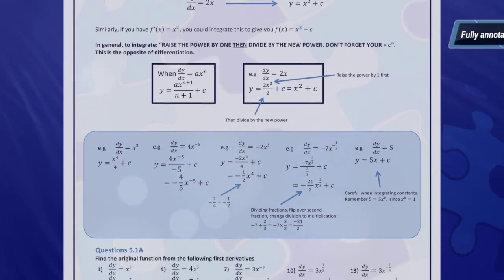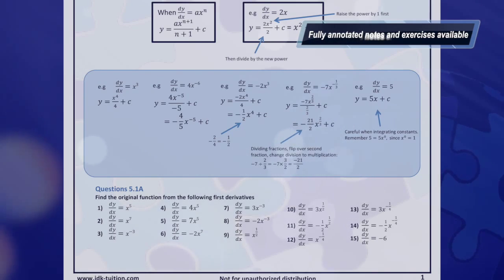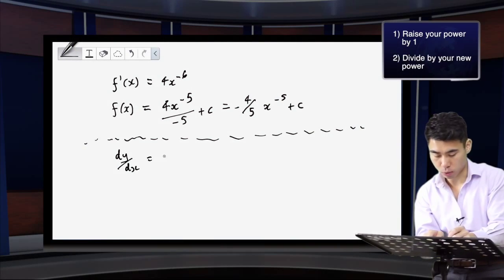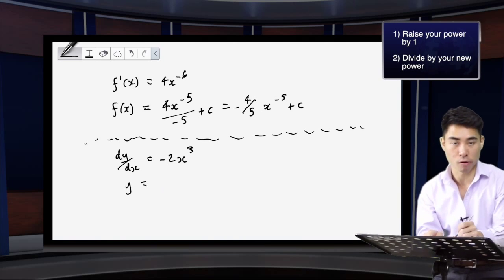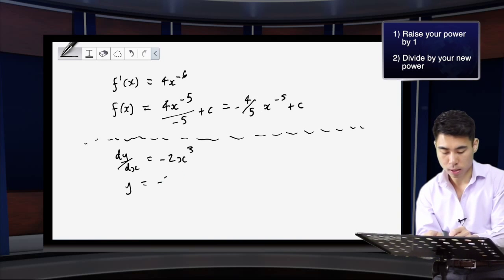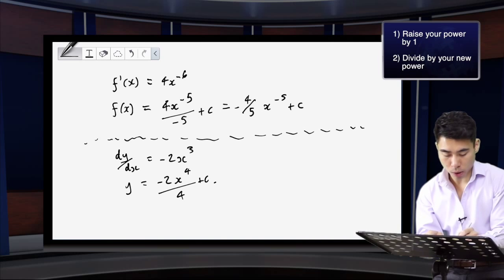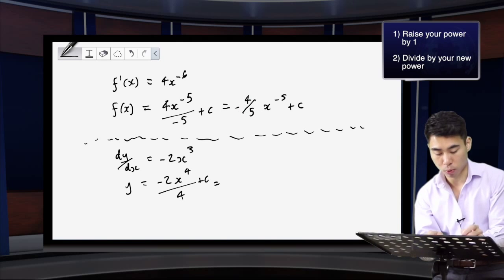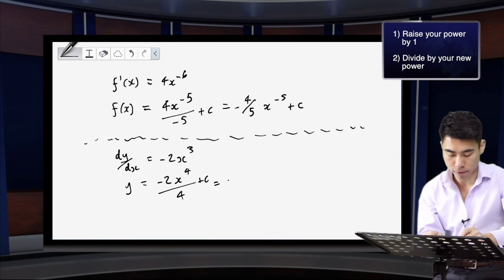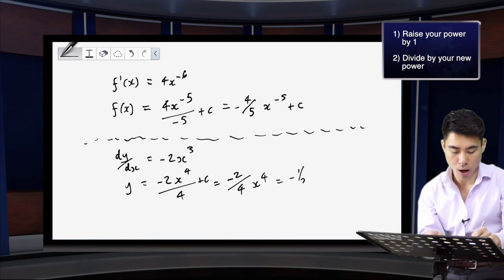So the next example we're going to look at is this one. If I'm given a first derivative, dy by dx equal to minus 2x cubed, we're going to apply exactly the same rules to get back to our original function. This stays the same to begin with, raise my power by 1, then divide through by the new power, which in this case is 4. And a quick note on this one: again, I can take out a fraction similar to the example up here, and that fraction is going to be minus 2 over 4. Then x to the 4 stays here, and obviously you can simplify that fraction to minus a half. Okay.